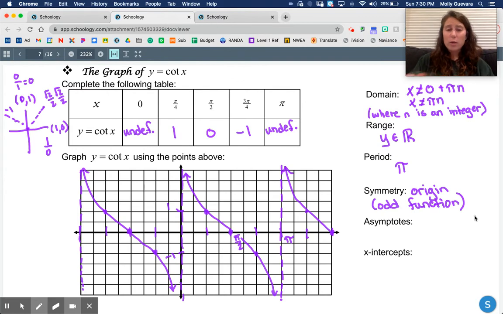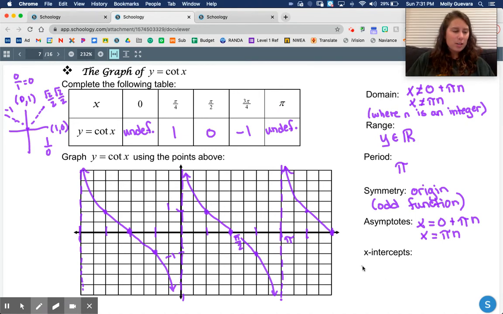Okay, asymptotes. Where are the asymptotes? There's one at 0, right? There's one at 0 plus pi. There's one at 0 plus 2 pi. There's one at 0 plus 20 pi. So we got that pi n again. So again, you don't have to write the 0. So x is equal to pi n. Again, where n is an integer.